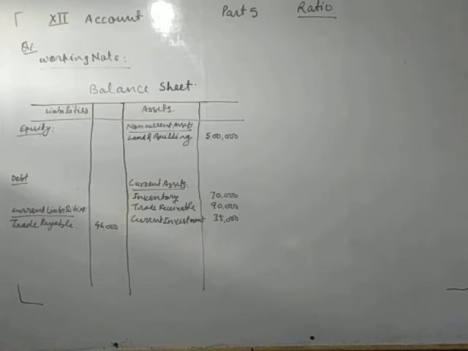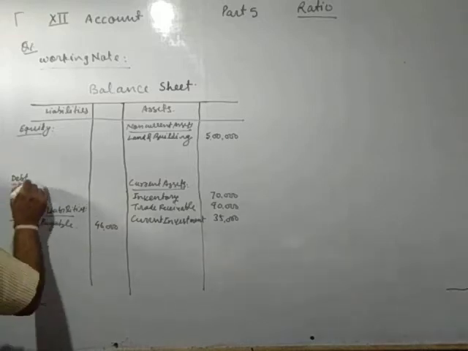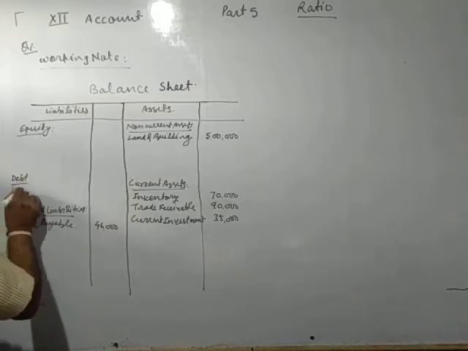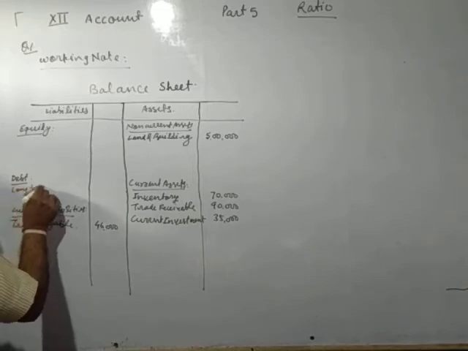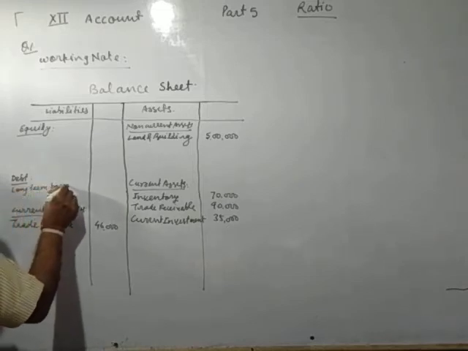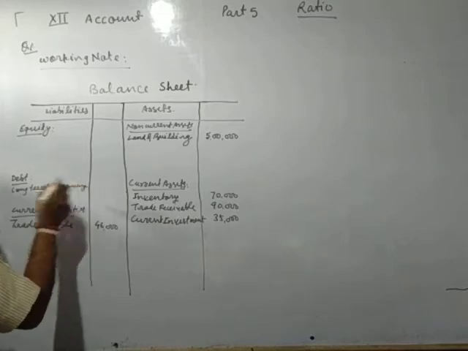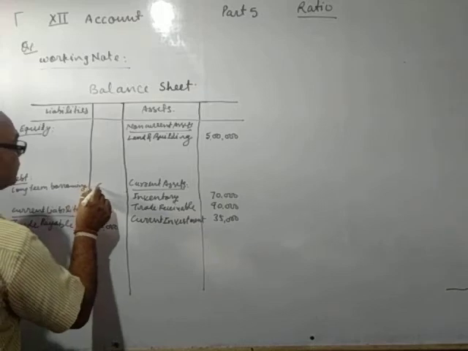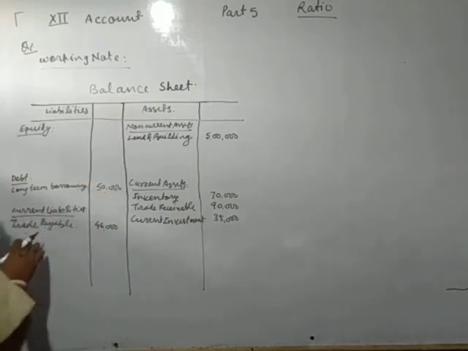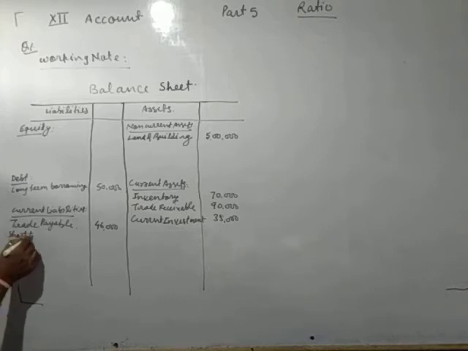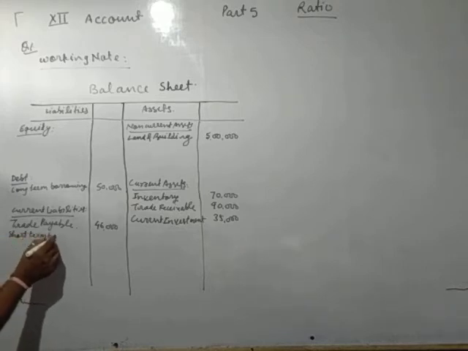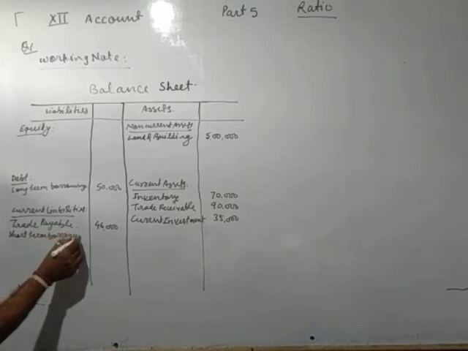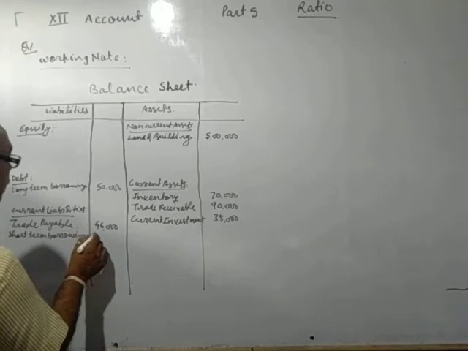Long term borrowing, this is called debt. Long term borrowing 50,000. Short term borrowing means current. Short term borrowing 20,000.